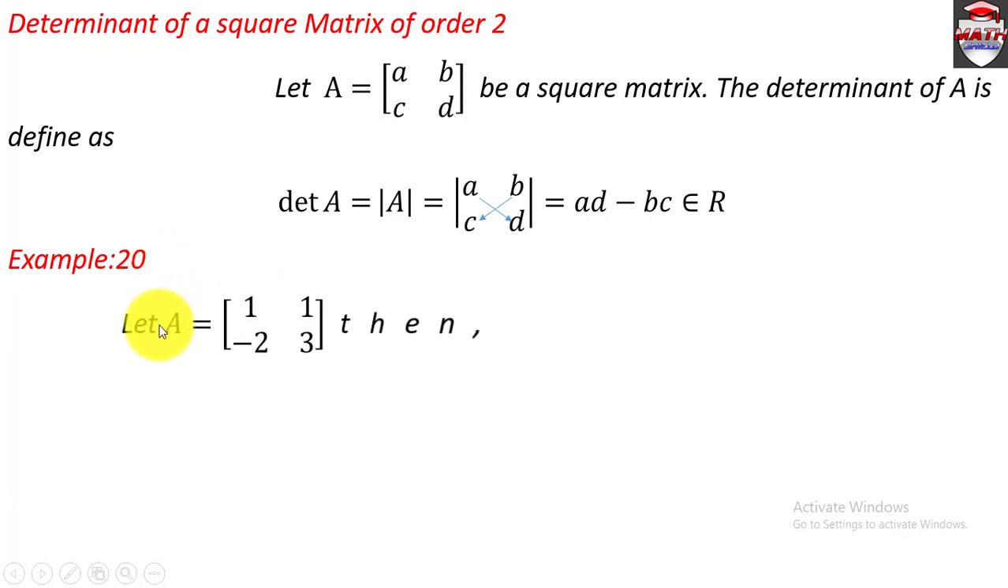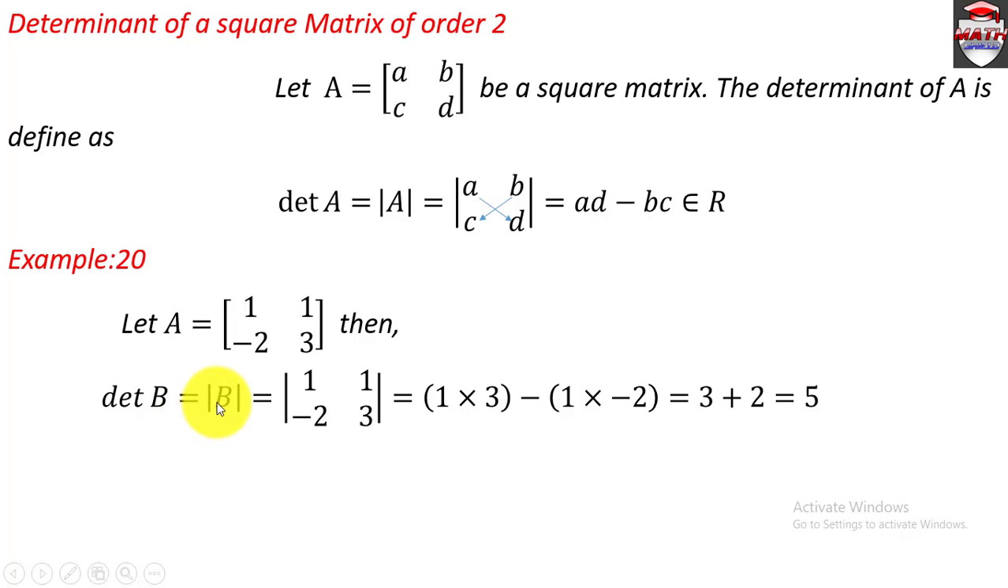Example: let matrix B be the matrix with elements 1, 1, negative 2 and 3. Then the determinant of B is the determinant of the matrix with elements 1, 1, negative 2 and 3. That is equal to the first entry, the product of the principal diagonal elements, 1 times 3, minus the second entry, the product of the other elements, 1 times negative 2, which is equal to 5.